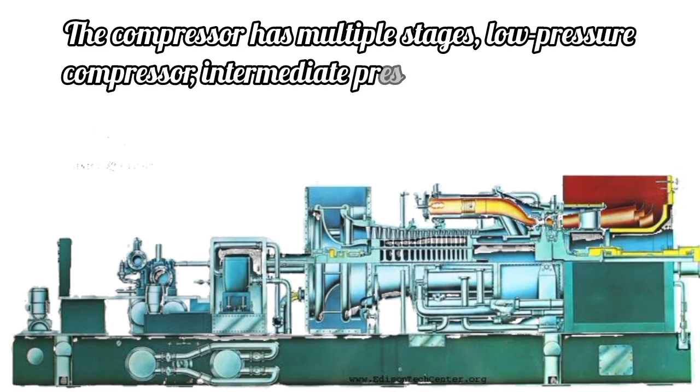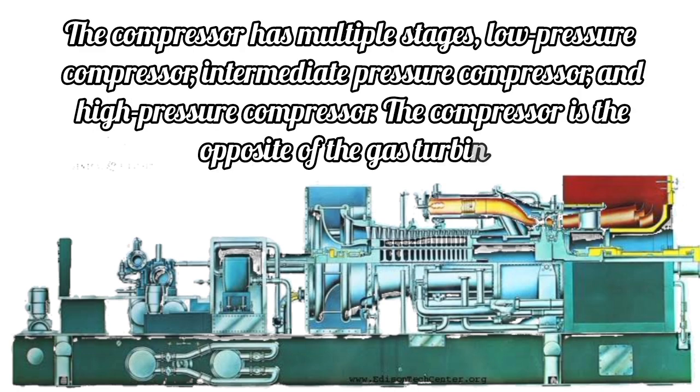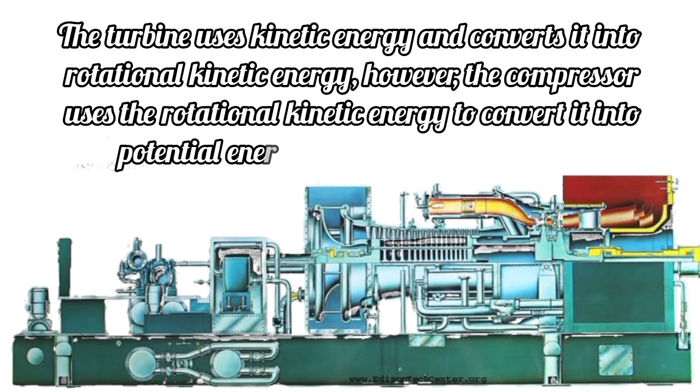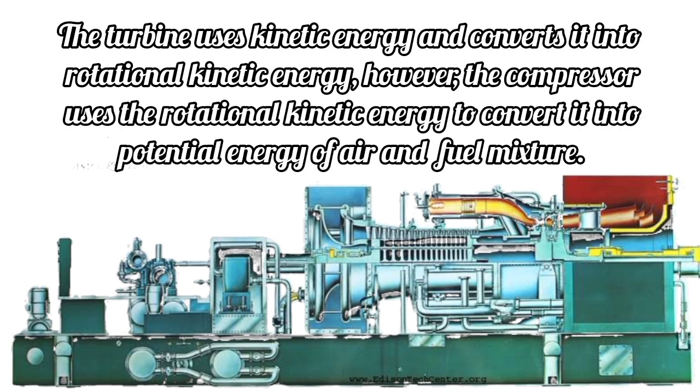The compressor has multiple stages: low-pressure compressor, intermediate pressure compressor, and high-pressure compressor. The compressor is the opposite of the gas turbine. The turbine takes kinetic energy and converts it into rotational kinetic energy. However, the compressor uses rotational kinetic energy to convert it into potential energy of the air and fuel mixture.